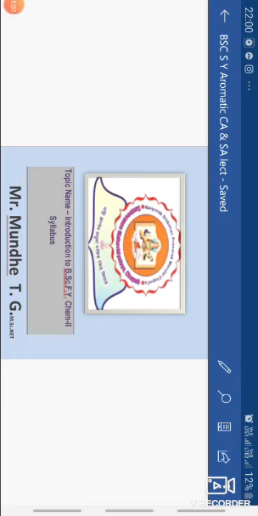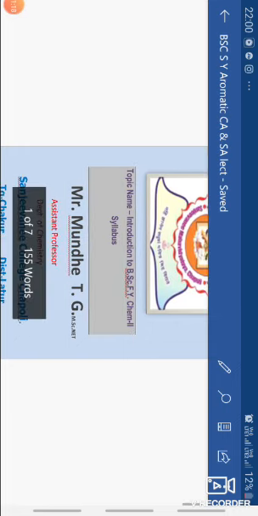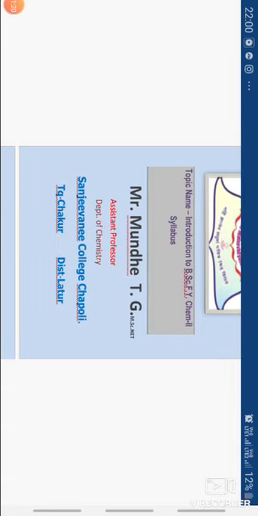This is also a theory paper which carries 50 marks. Out of these 50 marks, 10 marks are for your internal examination, while the remaining 40 marks are for your end semester examination. From the point of view of examination, we will see all the syllabus and questions related to this paper in upcoming lectures.